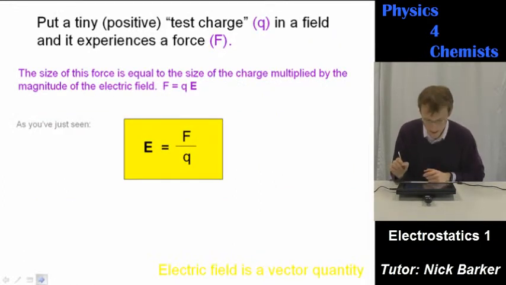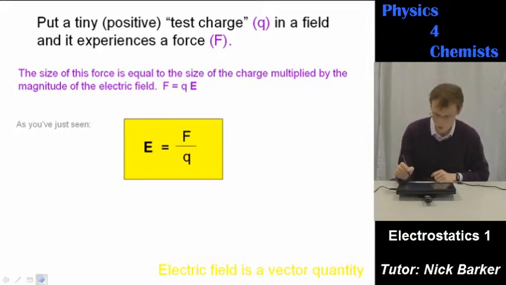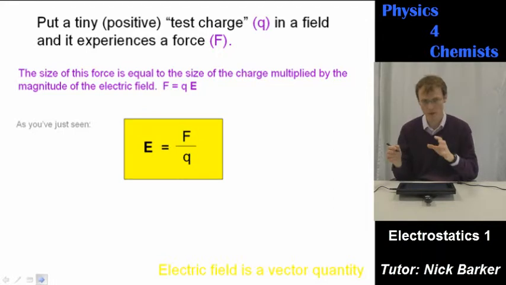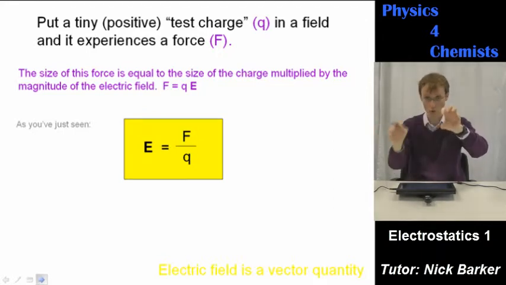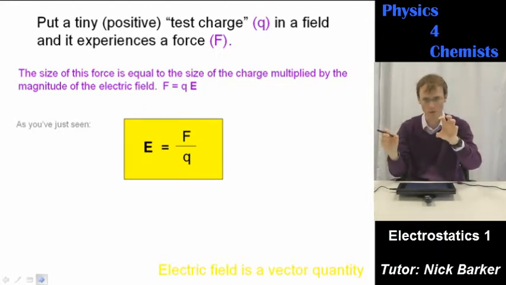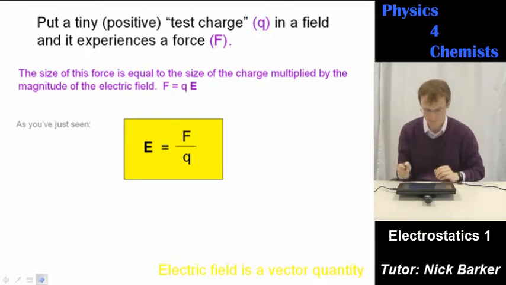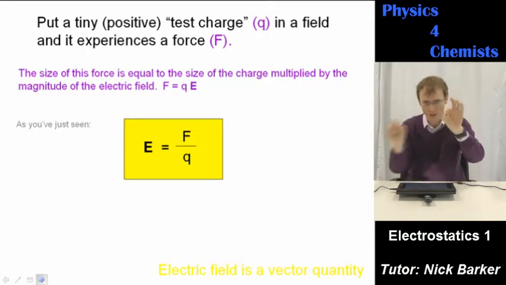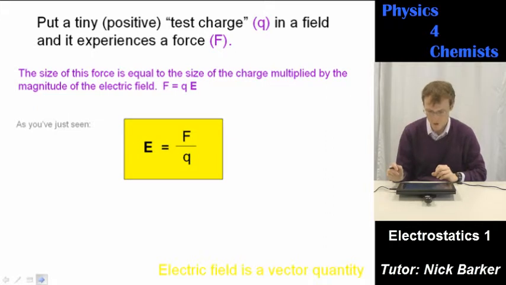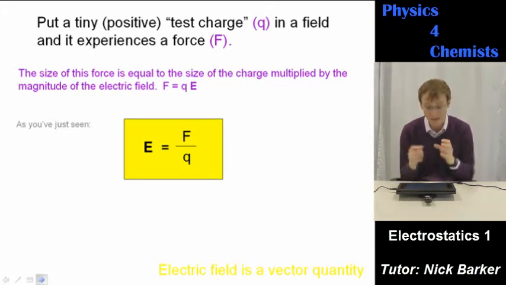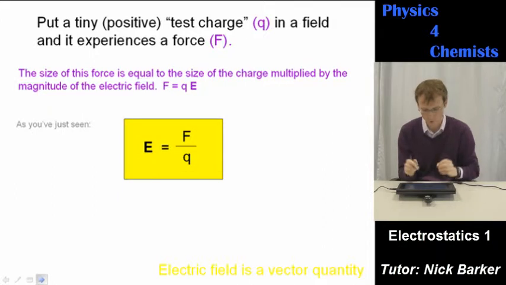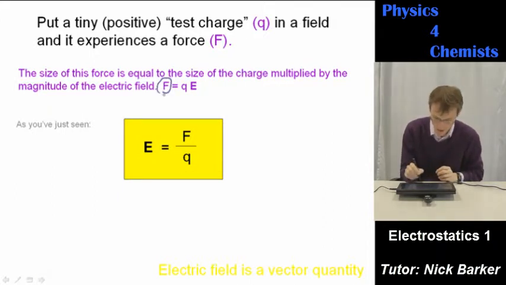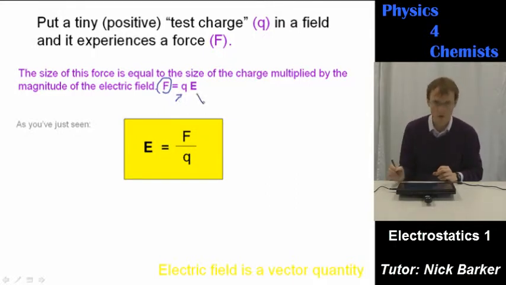If you put a tiny positive test charge, which we use the symbol lowercase q for, in a field, it experiences a force. It moves towards or away depending whether the charges are opposite or the same. And the size of this force that it feels is equal to the size of the charge multiplied by the magnitude of the electrical field. And so force is equal to the size of the charge on the object we're interested in, multiplied by the electrical field strength at that point.